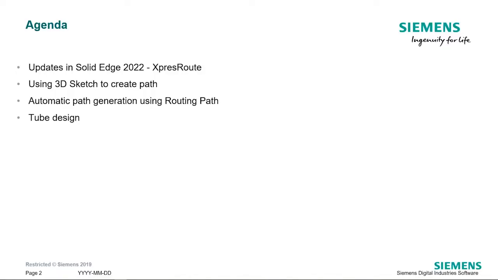In this webinar, we'll take a look at all the key updates that were introduced in the latest version of Express Route, and then we'll take a look at how we can utilize the sketch commands to create the path for your tube or your pipe, say. And then we'll take a look at how we can use the automatic path generation using the routing path command. And then finally, we'll end this presentation by taking a look at the tube design.